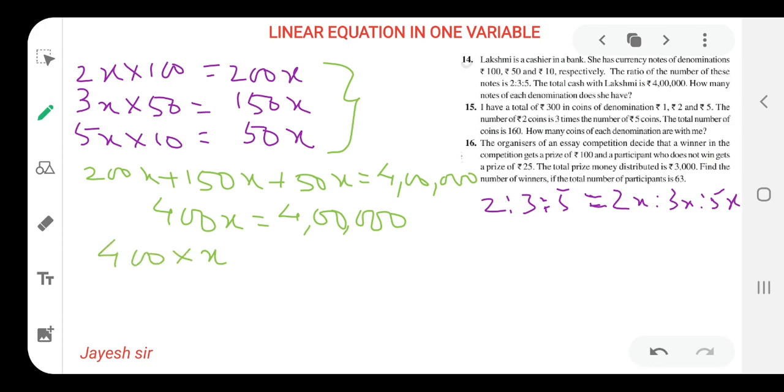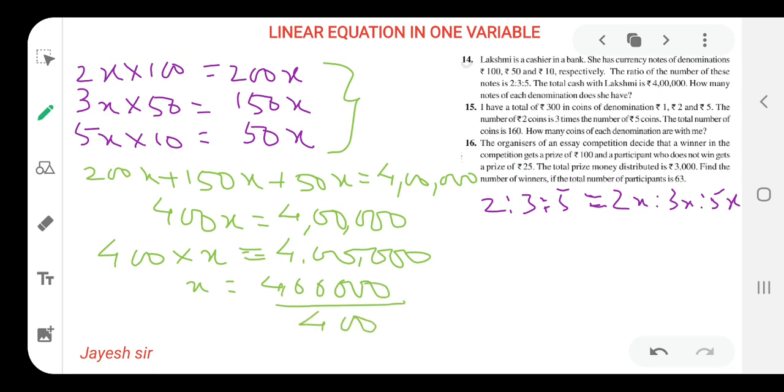I am not doing it like that as per the transposition theorem. So let's do it, because some students might face problems in that also. This is 4 lakh rupees. Now x is equal to 4 lakh upon 400. Now what can we cancel? Can we cancel 4000 by 4? The answer would be 1000. So the value of x is 1000. I hope you all are getting it.